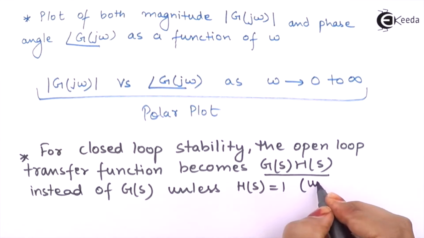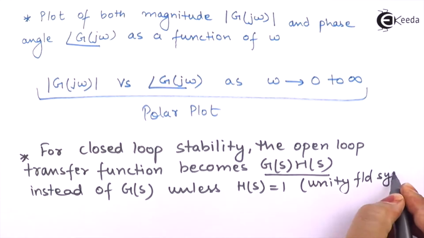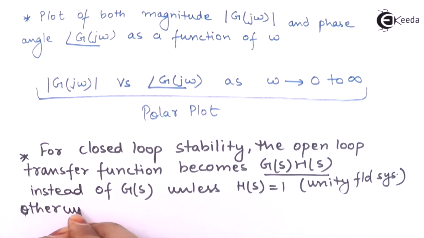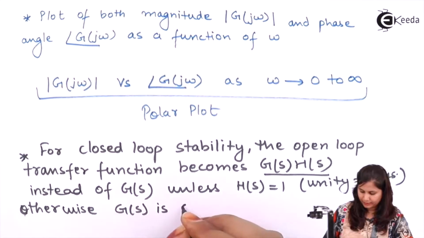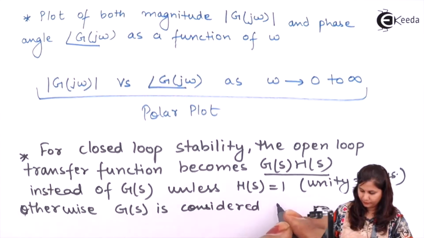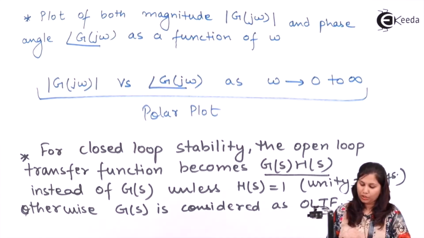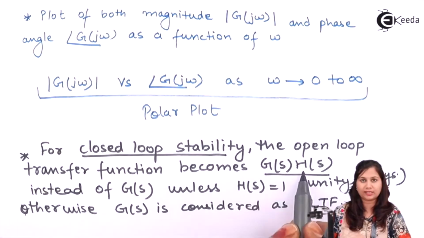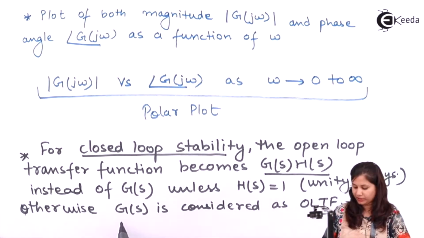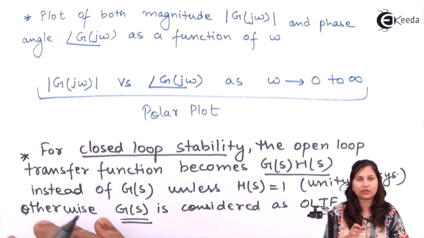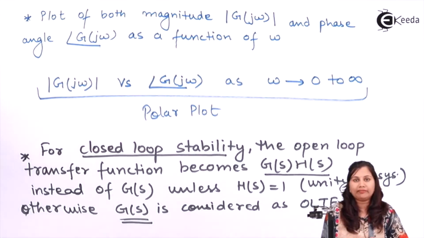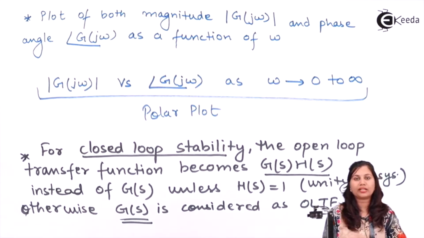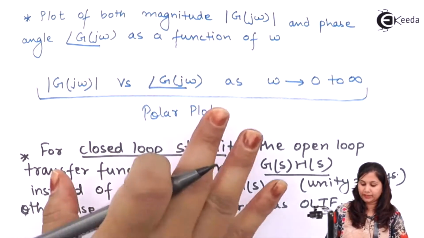Now if H(s) is given as 1, that is a unity feedback system, then H(s) will be equal to 1. Otherwise, G(s) is considered as the open loop transfer function. Here we are finding the closed loop stability, because always for closed loop stability we use the open loop transfer function G(s)H(s). If in the question it is not given that H(s) is 1 or any value of H(s) is given, you have to take it as a unity feedback system and consider G(s) as the open loop transfer function, and using this you will find out the closed loop stability by the polar plots.